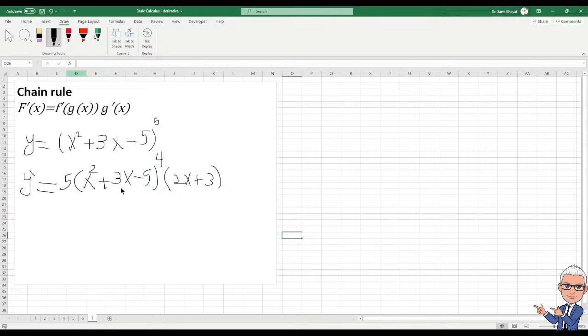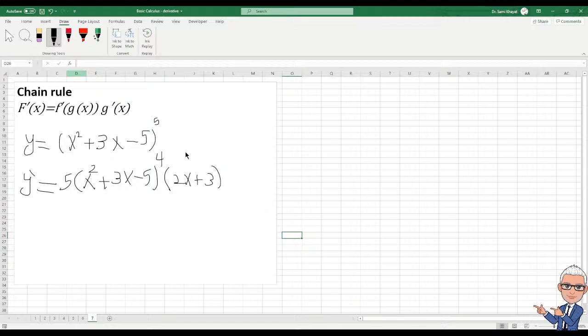It's up to you. If you want to open this one and multiply it, it's up to you to simplify it. But this is enough. Okay, this is the chain rule.